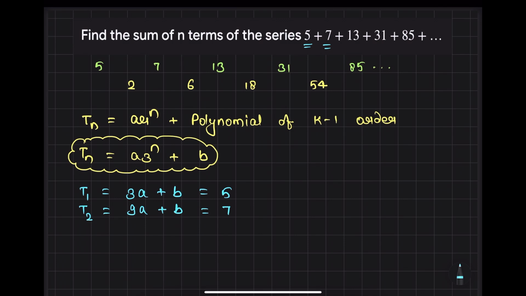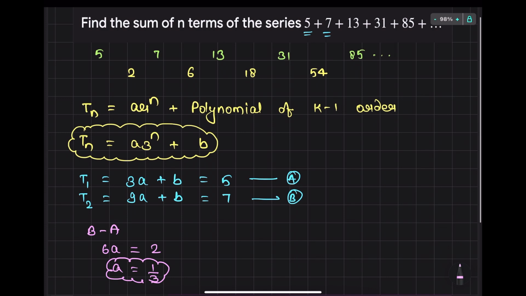Okay, so we have to find the values of a and b. Suppose this is equation A, this is equation B. So what we did: B minus A. So 9a minus 3a is 6a. So b is gone, we are left with 2. So can I say that a is 1 by 3? So the value of a is 1 by 3. We have to find the value of b. So 1 by 3 into 3 will become 1, 1 that side. So 5 minus 1 is 4. So the value of b is 4.